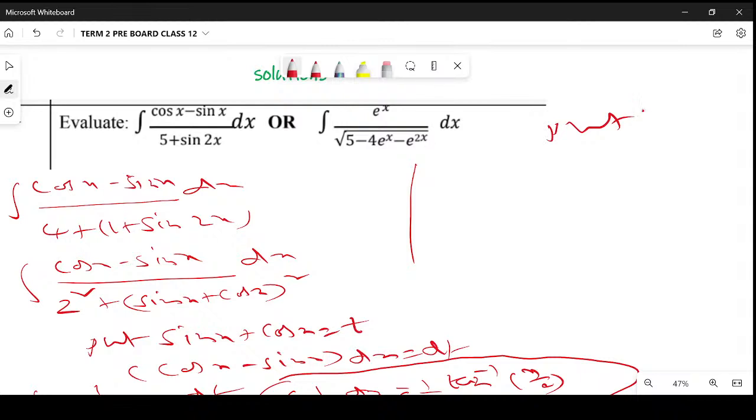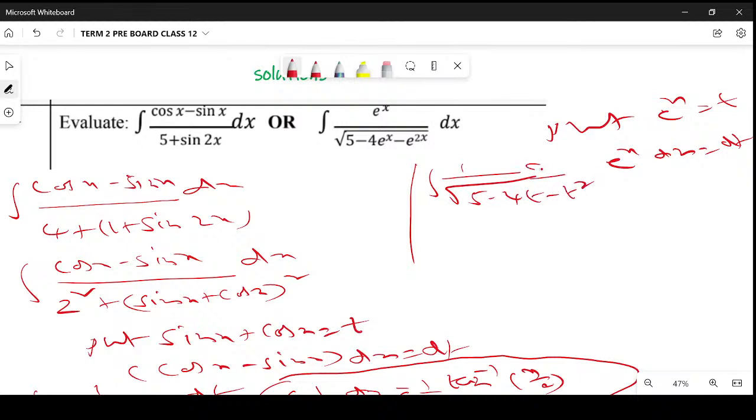Put e power x is equal to t. Derivative of e power x dx equal to dt. The problem will become this one: e power x dx in the numerator will become dt. So 1 by root of 5 minus 4t minus t square dt. You have taken e power x equal to t, e power x dx equal to dt. This is a substitution. The problem will become like this, root of 5 minus 4t minus t square.